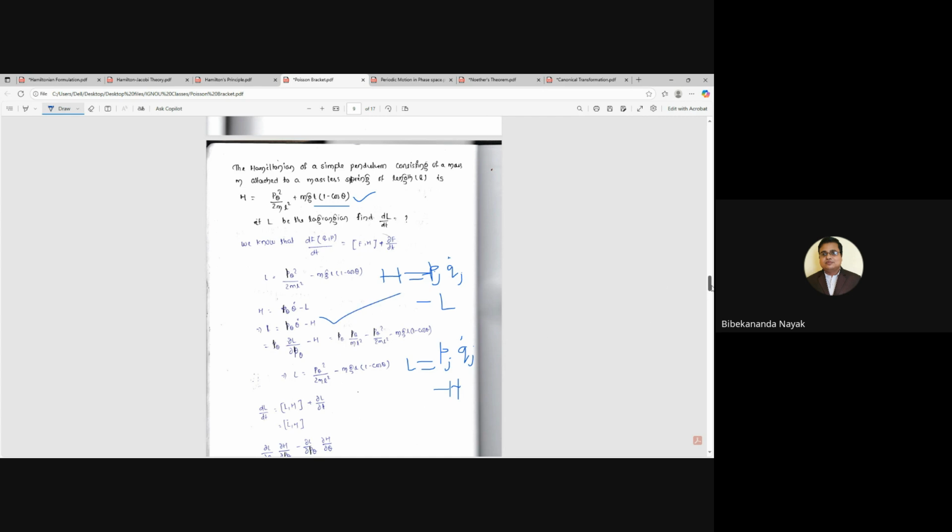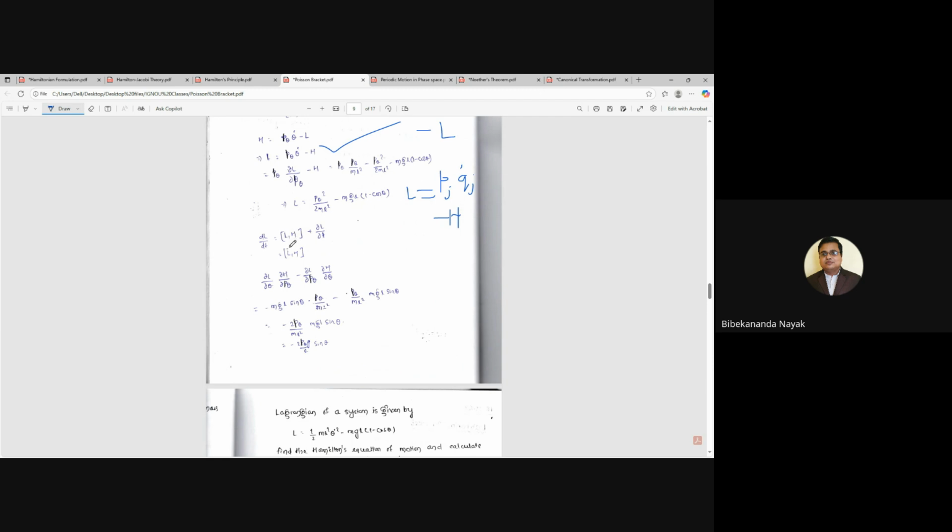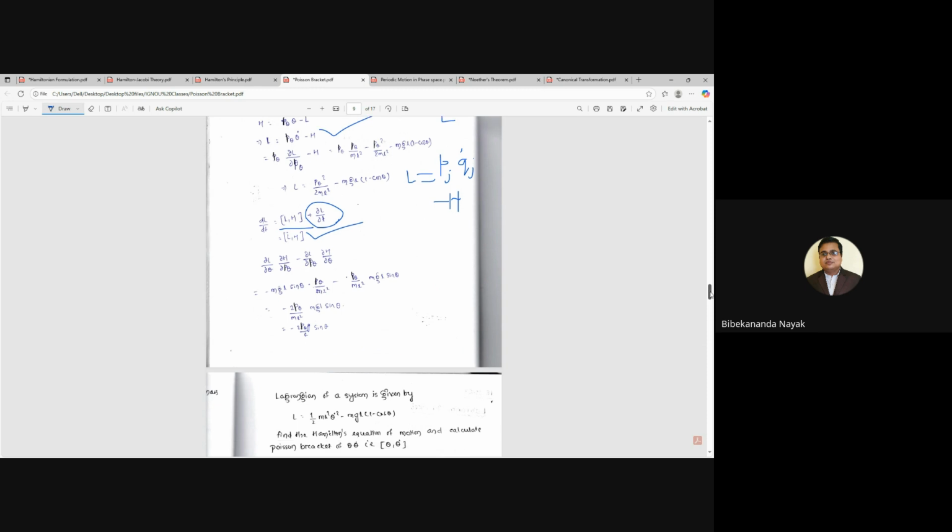From this you can calculate dl/dt. If L does not contain t, it is only the Poisson bracket of L with H. You can calculate this type of problem.